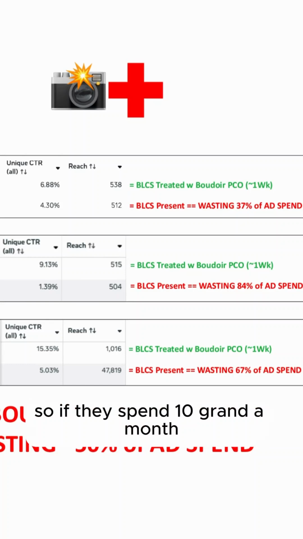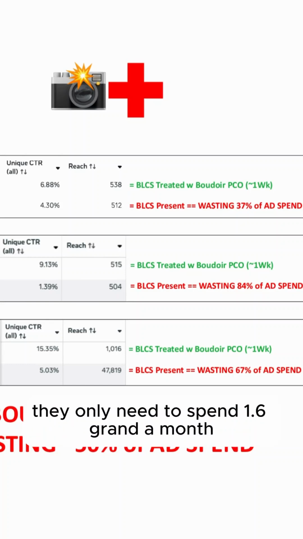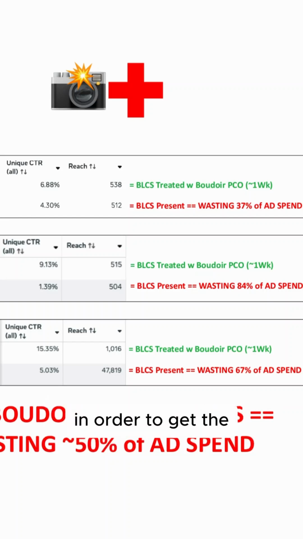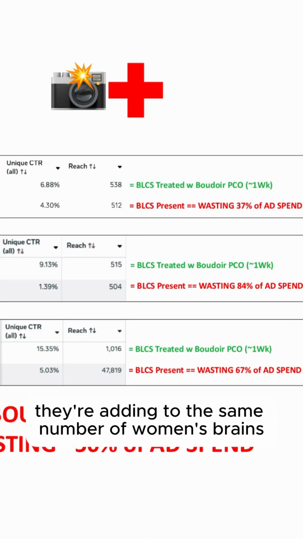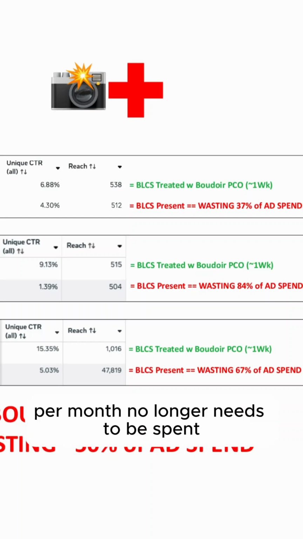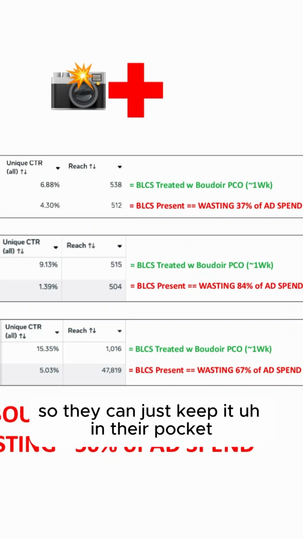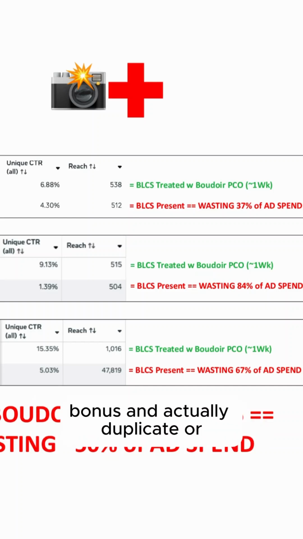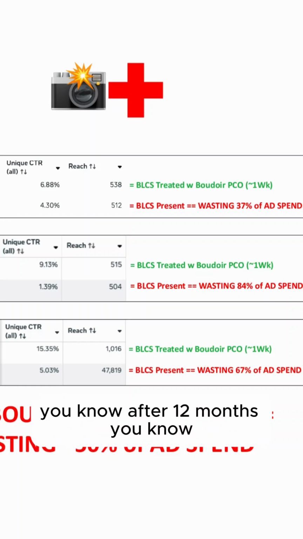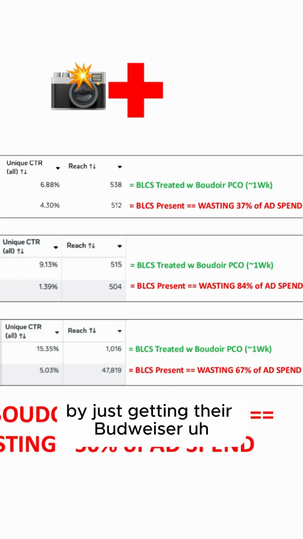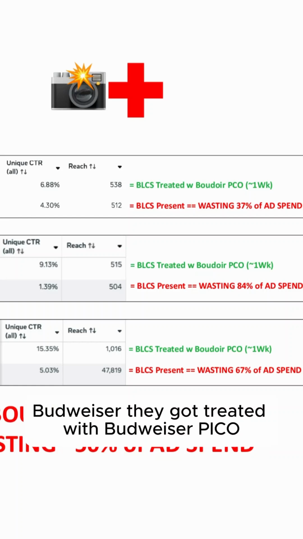So if they're spending 10 grand a month on the original Boudoir Facebook ad, now they only need to spend 1.6 grand a month on the Boudoir Pico treated Facebook ad in order to get their ad into the same number of women's brains in both scenarios. So 8,400 bucks per month no longer needs to be spent. They can just keep it in their pocket as a phantom bonus. After 12 months, it's a 100K phantom bonus by just getting their Boudoir Facebook ad treated with Boudoir Pico.